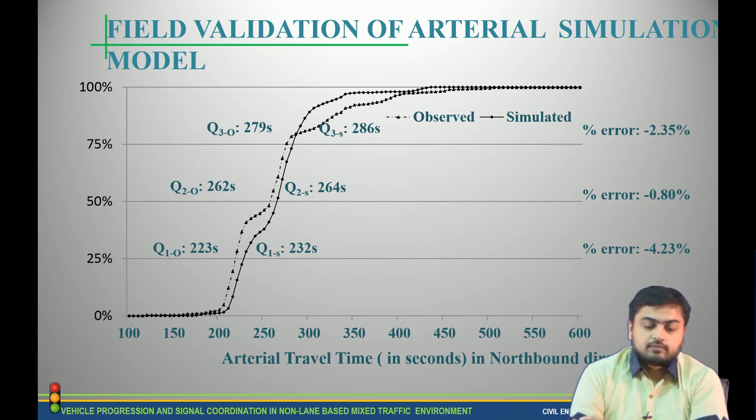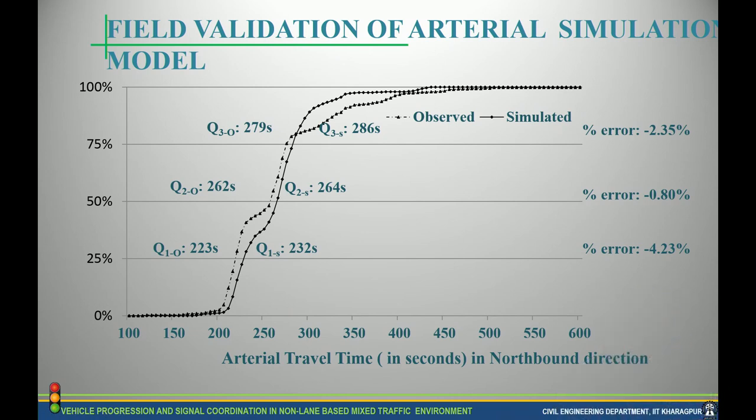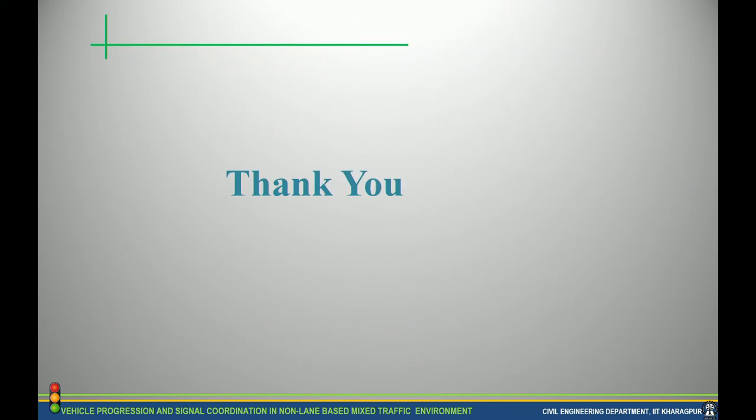Another case, we overall improved the average arterial travel time. This average arterial travel time improvement, in comparison with isolated operation of signals, for this field implemented timing plan, we found to be about 15%. So I think with this I conclude here. Thank you.